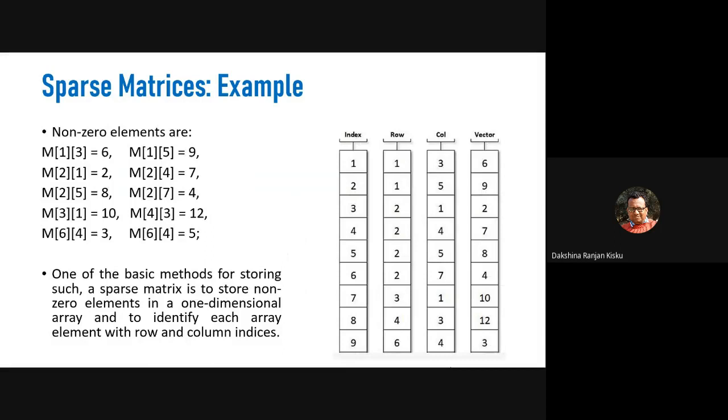Okay, so M13 means 1 is the row number and 3 is the column number. Similarly, here M15 will be assigned by 9, where 1 represents the row number and 5 represents the column number. Okay, so for the remaining non-zero elements, we can use the same representation, or we can use this three tuple representation to write the non-zero elements as an ordered collection of non-zero elements.